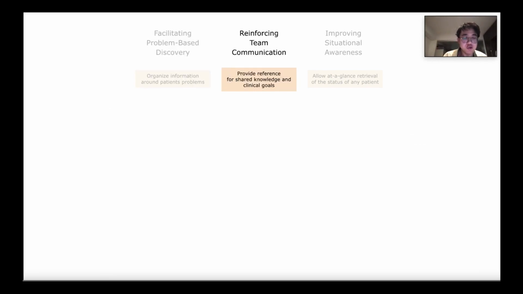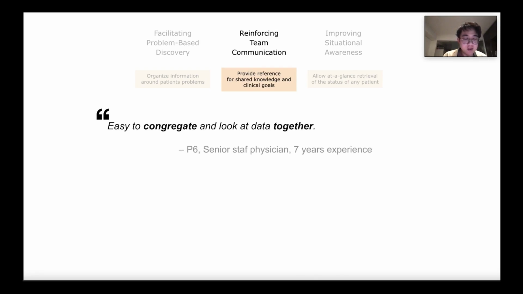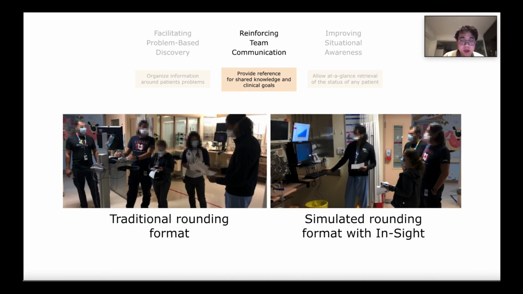Regarding team communication, we found that Insight promotes both physical and mental team convergence. Participants mentioned that it makes it easy to congregate and look at data together, and that it helps keep attention. And indeed, we noticed a striking difference in how the team organizes physically: dispersed with variable participant attention with the baseline, and aggregated team and joint attention with Insight.